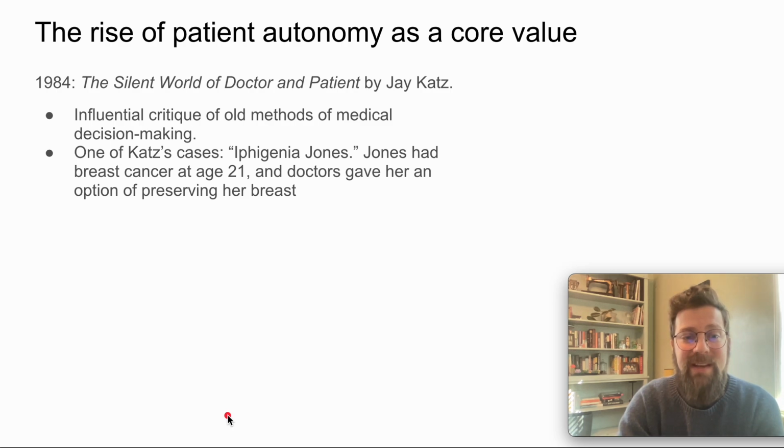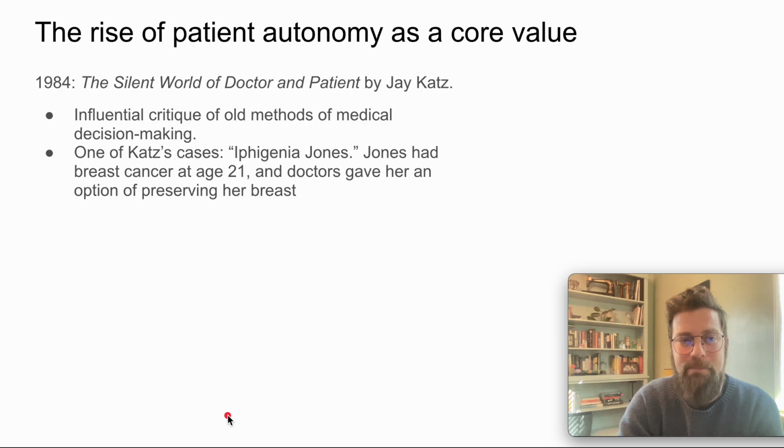But Iphigenia Jones was a young woman who discovered breast cancer at age 21. Now, the standard procedure for dealing with her kind of breast cancer at that time would have been what they call a total mastectomy. They remove the entire breast from the patient's body to reduce the risk of cancer.